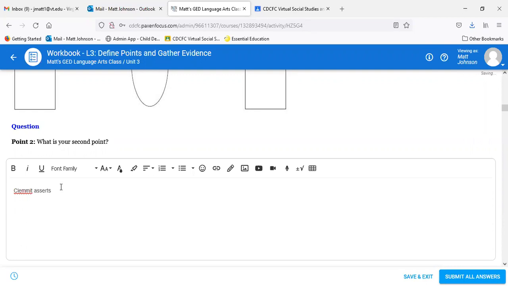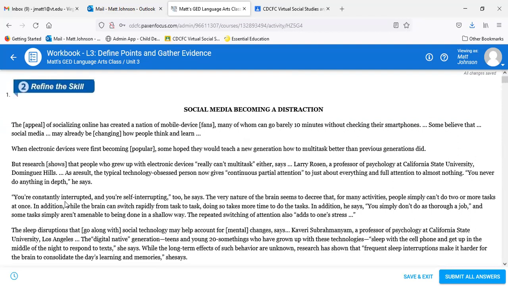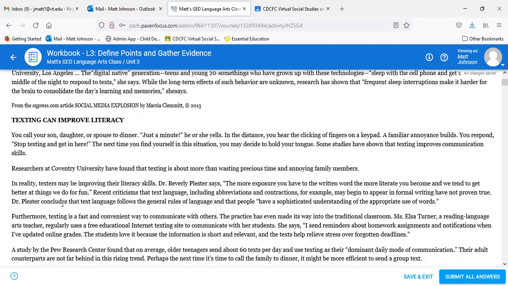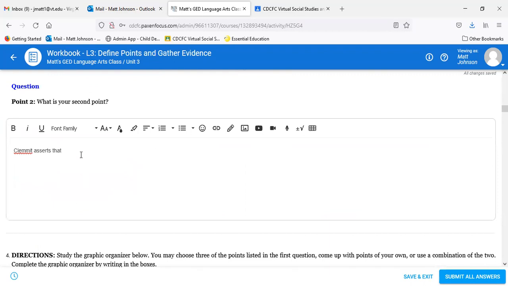Clement asserts, it doesn't matter what word you use there. I'm going to have to review a lot here. Clement asserts that electronic devices do not help people learn to multitask. That's what we'll put.